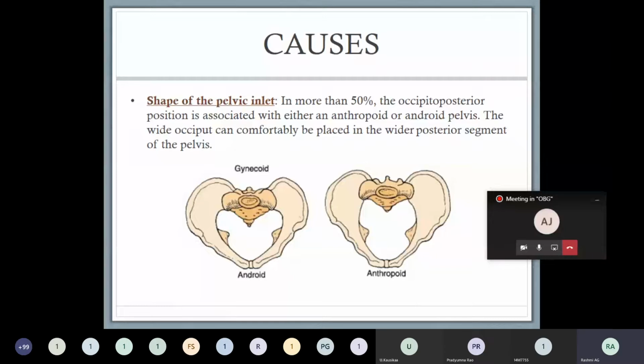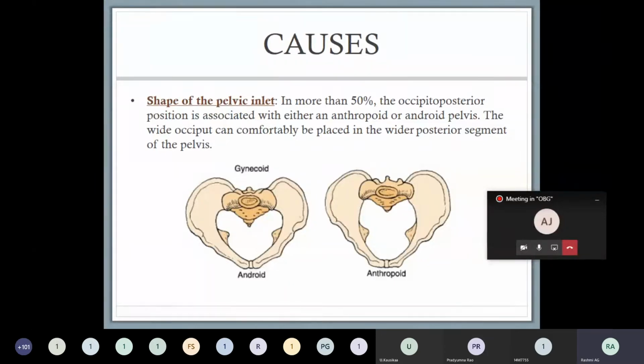What are the causes for occipital posterior position? The shape of the pelvic inlet. In more than 50% of the OP positions, it is associated with either an anthropoid or an android pelvis. The wide occiput can comfortably be placed in the wider posterior segment of the pelvis.